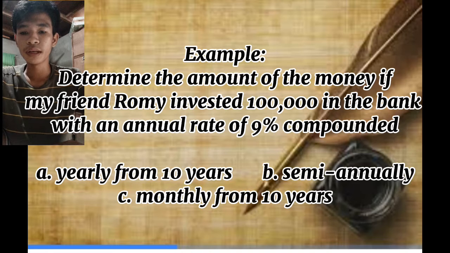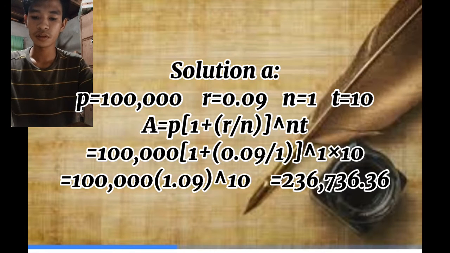So, another example. Determine the amount of money if my friend Romy invested 100,000 in the bank with an annual rate of 9% compounded A. Yearly for 14 years. B. Semi-annually. And C. Monthly for 14 years. So, here is the solution, guys. P equals 100,000. R equals 0.09. N equals 1. And T equals 10.